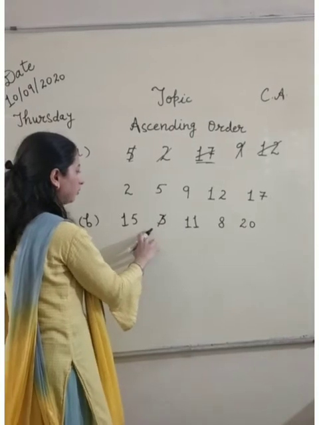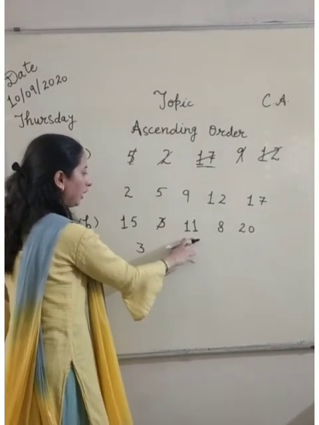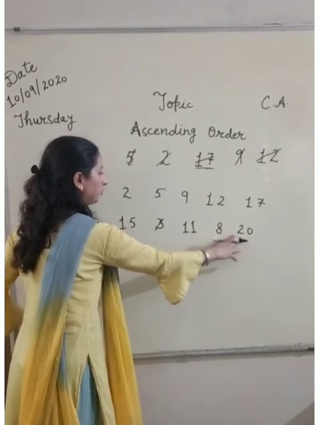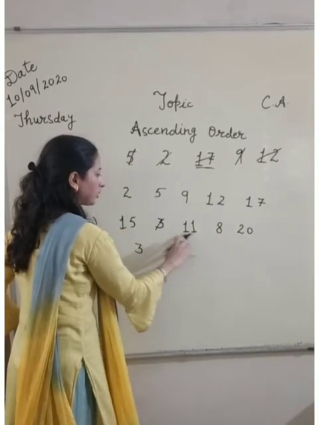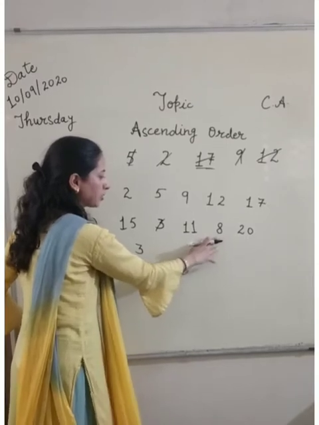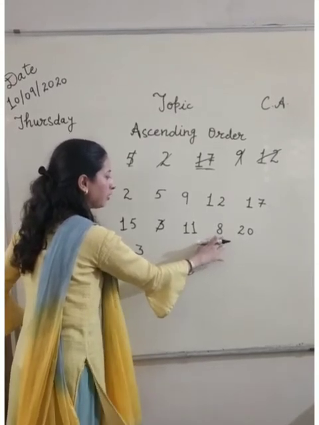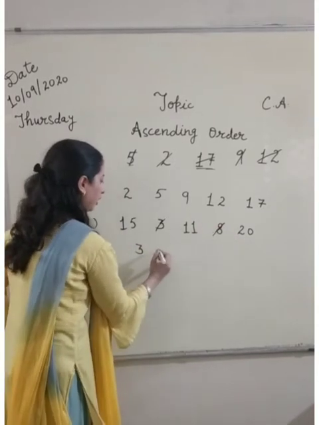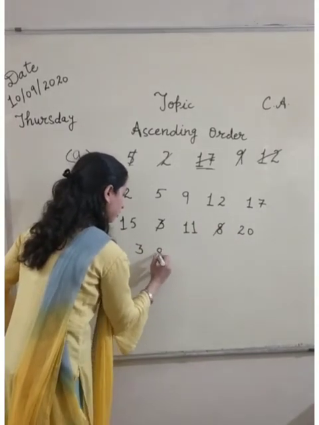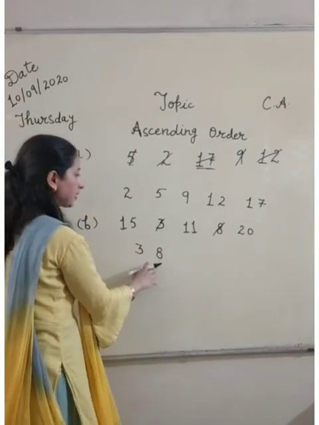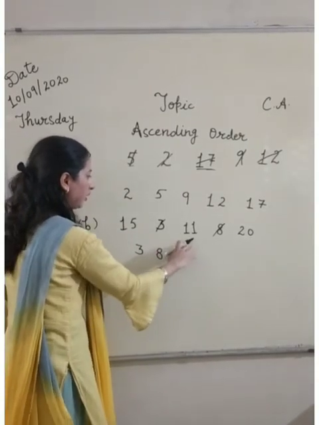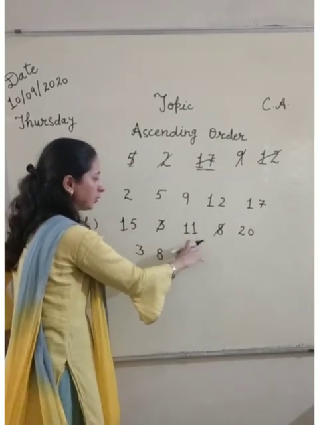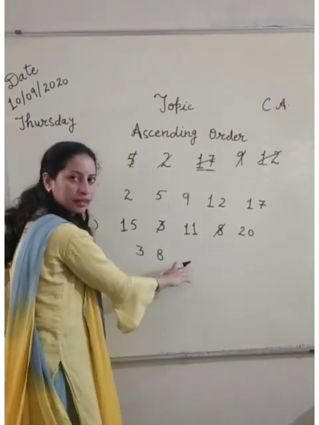3 से ग्रेटर 15, 11, 8, 20. सभी ग्रेटर हैं. और 3 से ग्रेटर कौन सा है? 3 के बाद कौन सा नंबर आना चाहिए? नंबर 8. इज दैट क्लियर टू यू? बाकी सभी नंबर्स 8 से भी ज्यादा ग्रेटर हैं. ठीक है? तो हमारा सीक्वेंस इंक्रीजिंग ऑर्डर में इसी तरह से बनेगा.